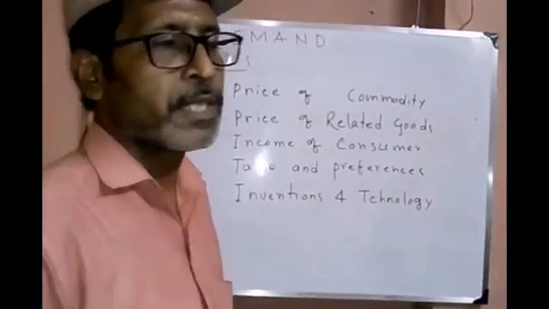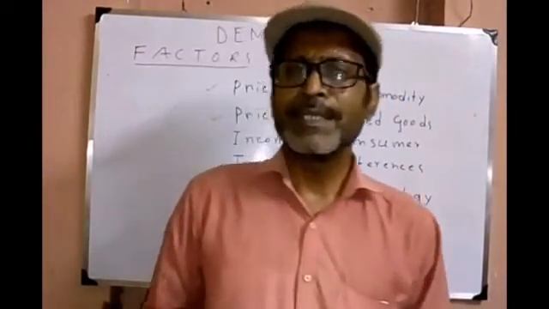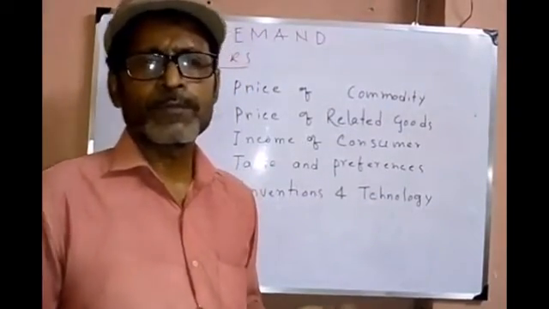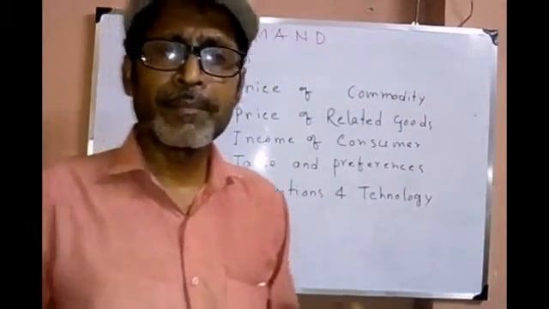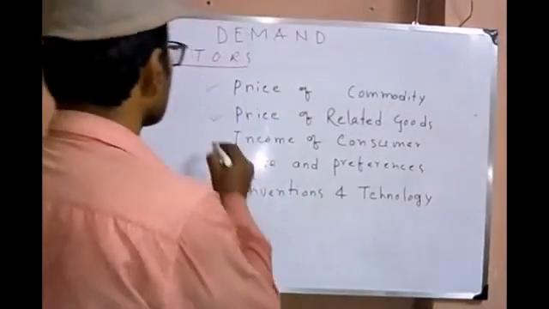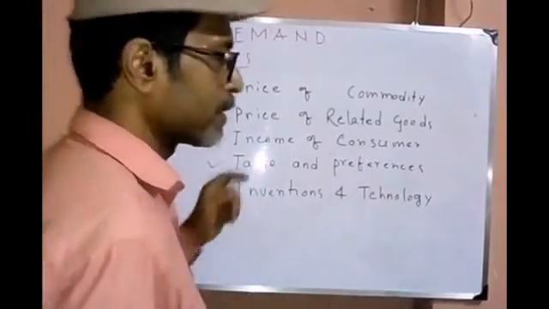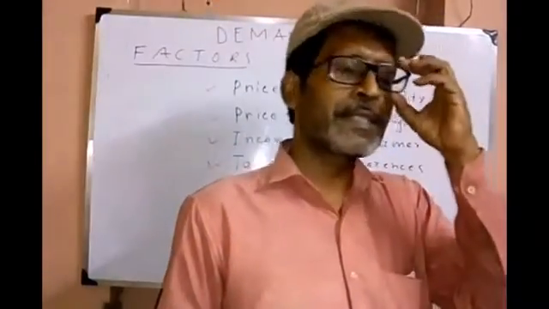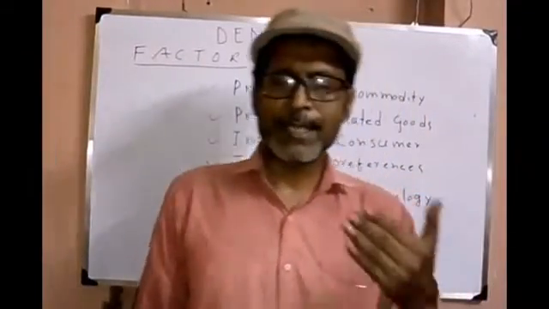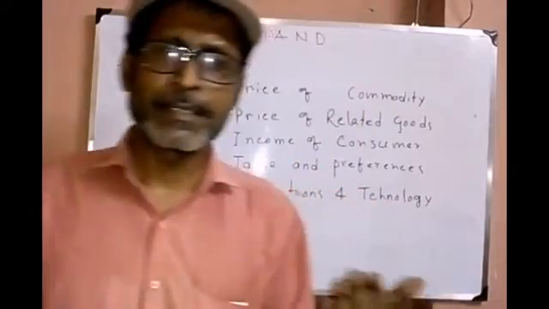Income of the consumer. Income of the consumer means those who are purchasing. If our income increases, generally we purchase more. So demand for a commodity may increase if our income increases. Next, taste and preferences. If consumers' taste and preferences change, the demand of a product may change.